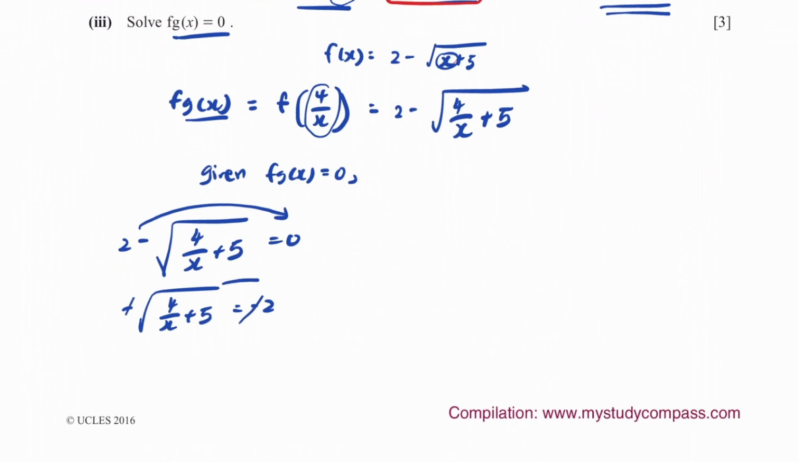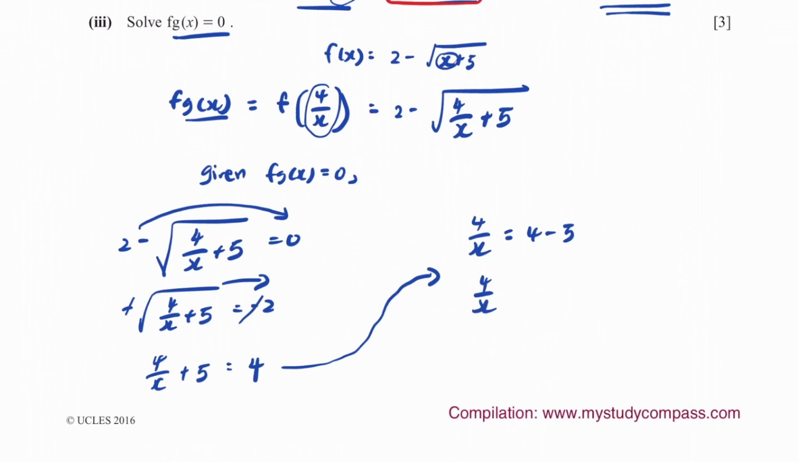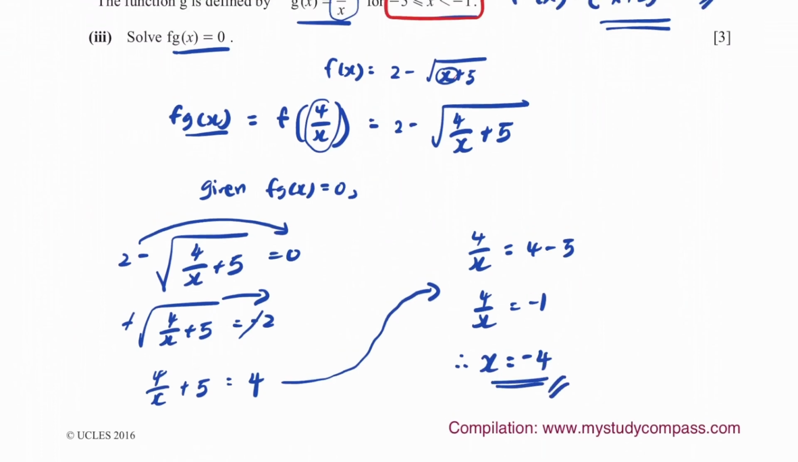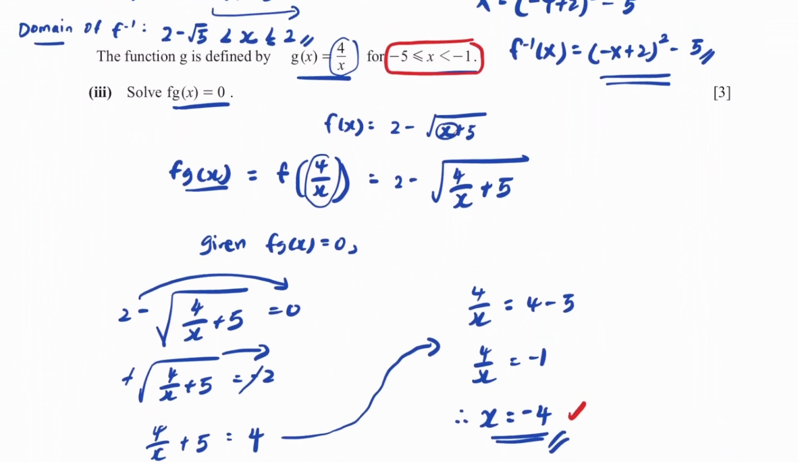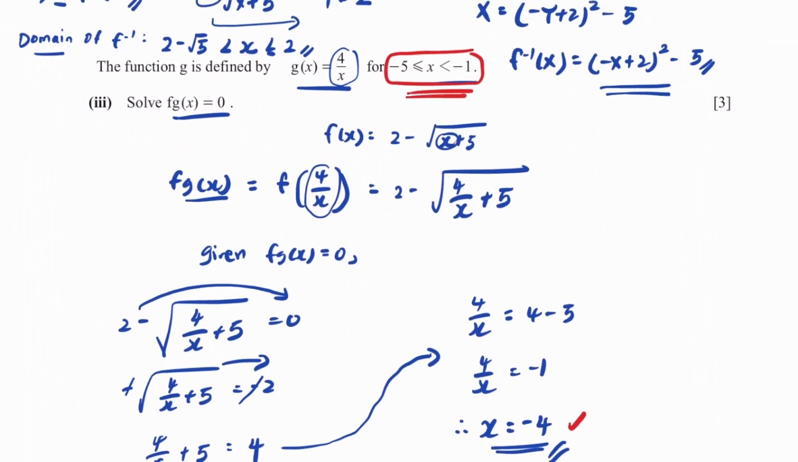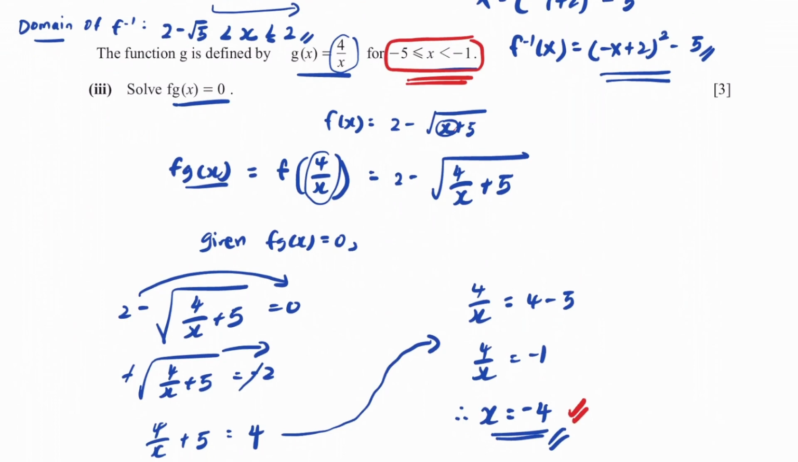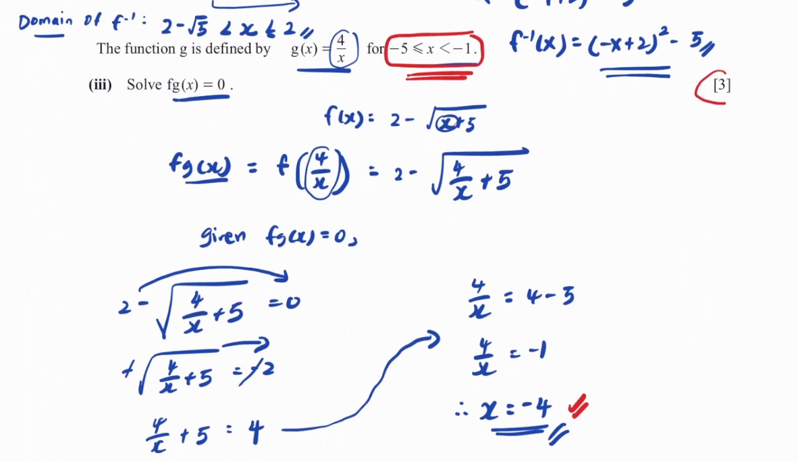So cancel, move the root to the other side, or simply square both sides, that would be 4. Then I continue my working over here. 4 over x plus 5 equals 4, move the 5 over to the other side, that would be 4 over x is negative 1. Therefore, my x would be negative 4. You know that this x is valid because it is still within the domain of g. So negative 4 still falls within the domain of g, so you know that this answer is correct. That's how you can earn the 3 marks for these questions.